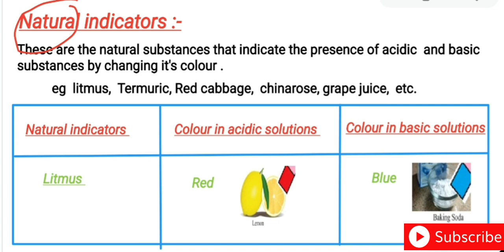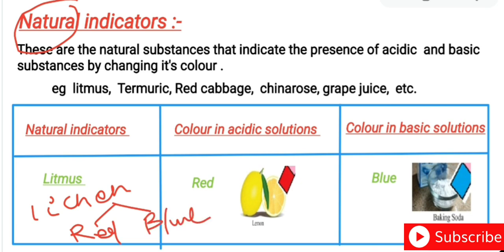For example, litmus. Litmus is a substance that is obtained from a plant called lichen. Lichen is a plant, and lichen is a favorite food of the reindeer, children. This lichen shows 2 types of flower, one is a red flower and another is a blue flower. From the red flower we can prepare the red litmus, and from the blue flower we can prepare the blue litmus. So there are only 2 litmus, red and blue. No other color litmus you will get.